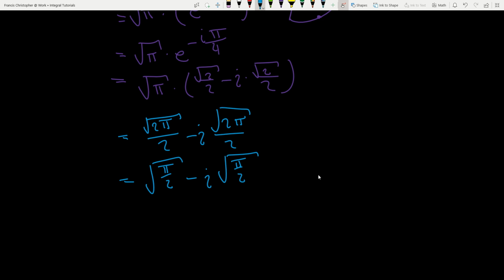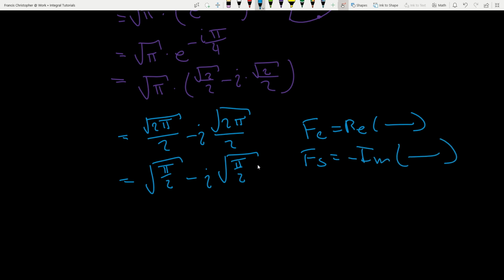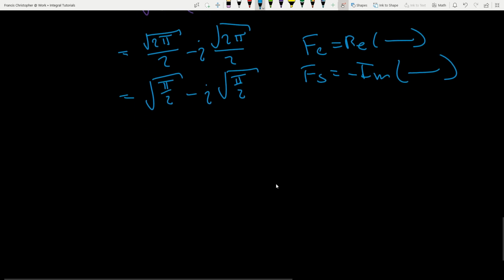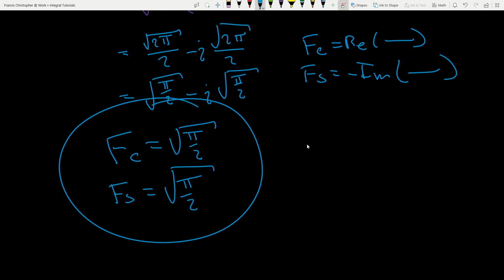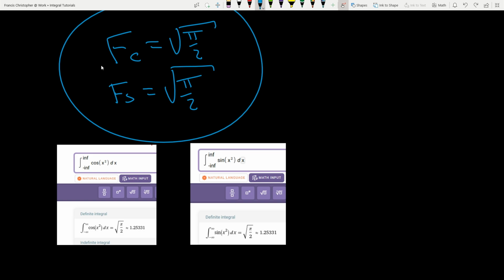And recalling our fact earlier that we found out, the Fresnel cosine is the real part of what we found, and then the Fresnel sine is the negative imaginary part of the complex Gaussian integral, which is what we have here. We see that fc equals the square root of pi over 2, and then fs equals the negative imaginary. So the same thing. And that should be our answer, which is really cool that they're the same thing. And it was weird that we brought in complex numbers. And just for answer verification, Wolfram Alpha says we're correct, so we're correct.